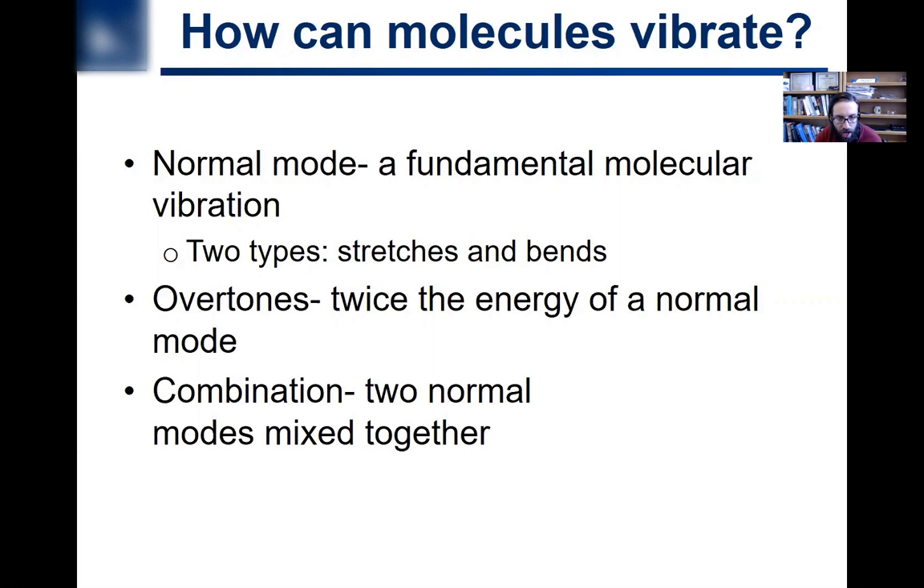And then you can also have combinations. Combinations are exactly what they sound like: two or more normal modes happening together. They're mixed together. So maybe you have a bend and a stretch that are both happening. It's something like that.